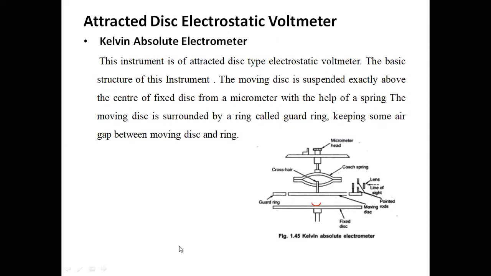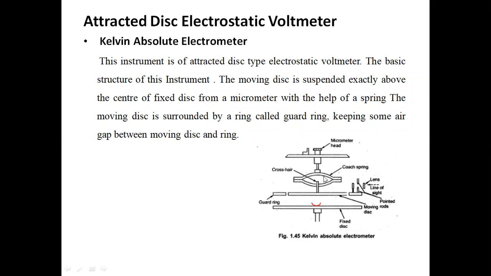This attracted disc type electrostatic voltmeter is used for higher voltages, around 10 kV. If we look at the construction of the attracted disc type electrostatic voltmeter, it contains two discs: one is a fixed disc and the other is a moving disc.